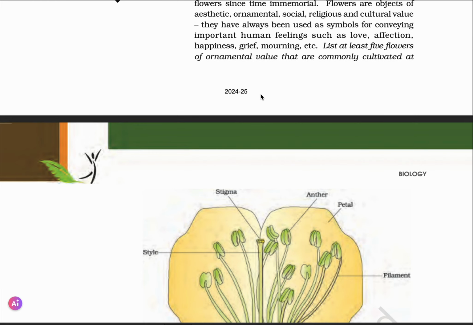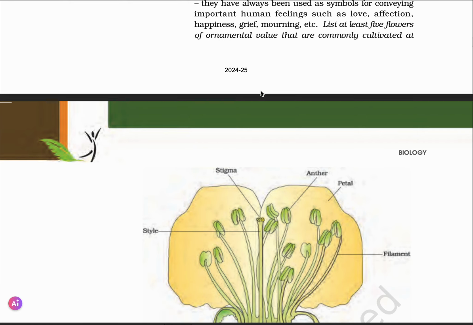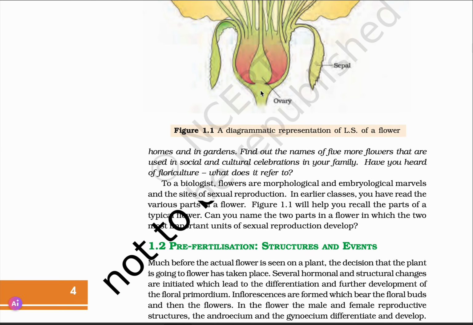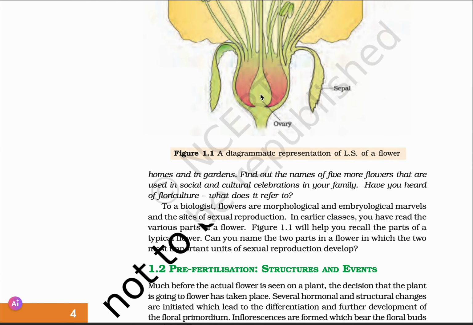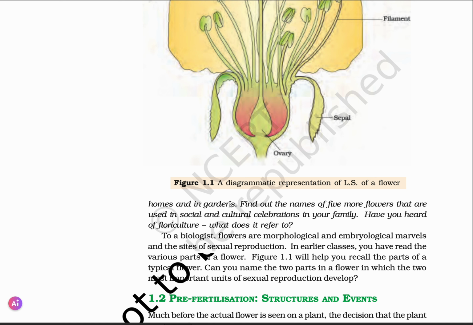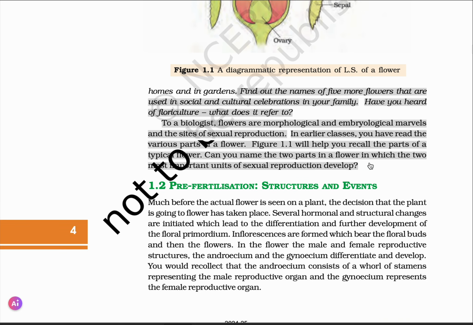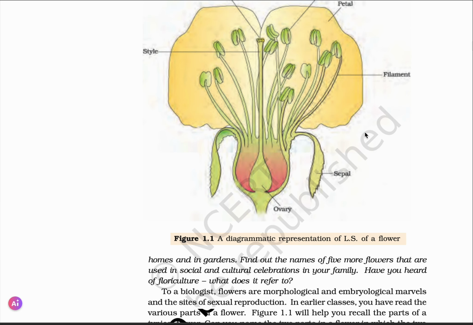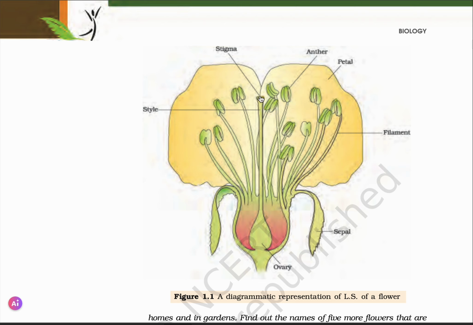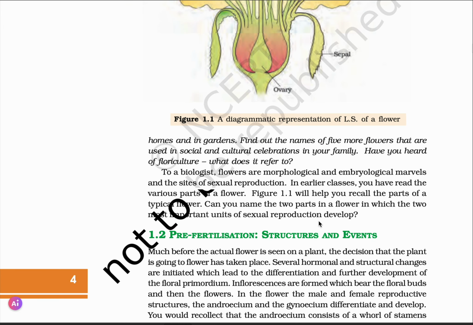List at least 5 flowers of ornamental value that are commonly cultivated at homes and in the gardens. We do not need to read from here to here as this is not very important. Then we need to revise this diagram: stigma, style, ovary, anther, filament, petal, and sepal.